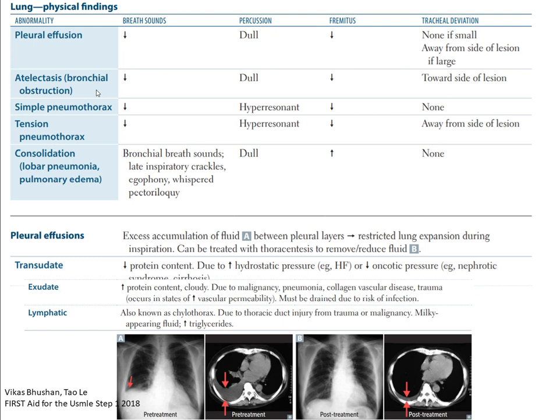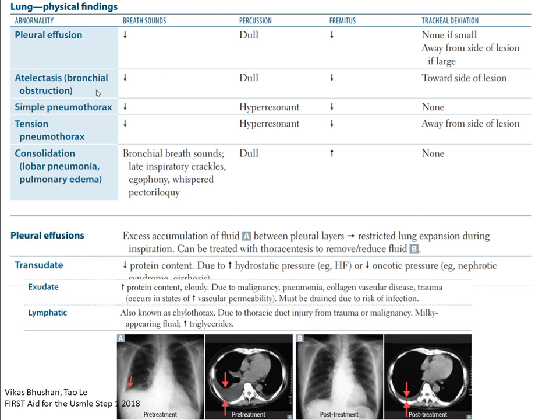Tension pneumothorax is accompanied by decreased breath sounds, hyperresonant percussion, decreased fremitus, and tracheal deviation away from the site of lesion. Tension pneumothorax: decrease in breath sound, hyperresonant percussion tone, decrease in fremitus, trachea away from site of lesion.